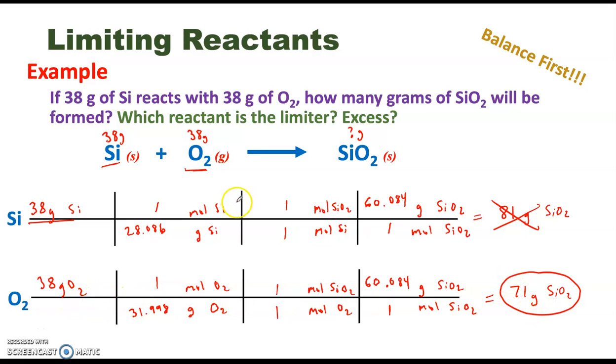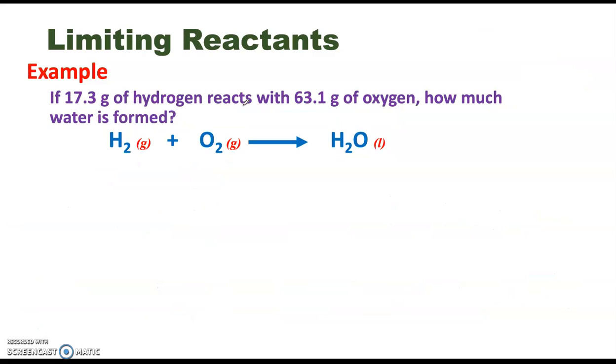So that's how we solve for this. So we would say that oxygen is my limiter, and then silicon is in excess. So silicon is in excess, oxygen is my limiter, and then how much could be formed? 71 grams, and it's rounded to 2 sig figs because that is the number of sig figs I was originally given. See if you can apply that and solve this one on your own, and then I'll solve it next.